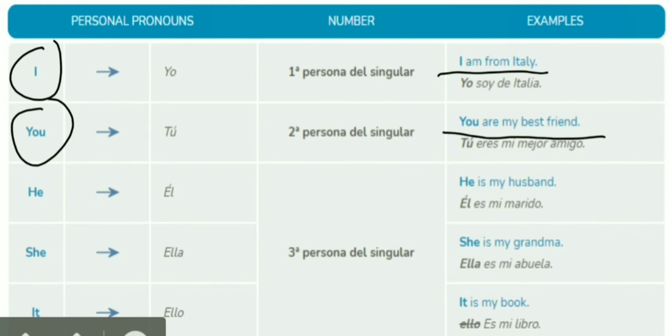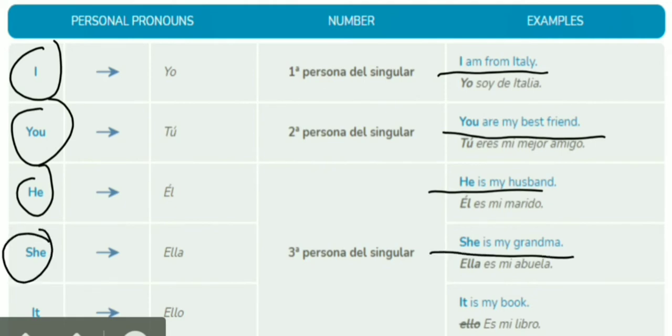Then we have the personal pronouns for the third person. The first one is he. For example, he is my husband. Then we have she. She is my grandma. And finally we have it. It is my book.